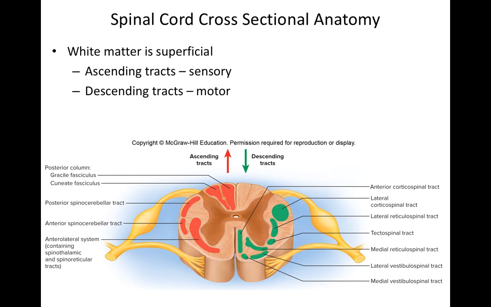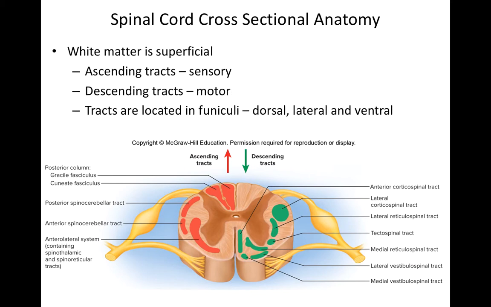The white matter is divided into what are called tracts that are found in what are called funiculi. They are all dealing with the axons. So we have a dorsal funiculus, a lateral funiculus, and then a ventral funiculus. So within them are the ascending and descending tracts.